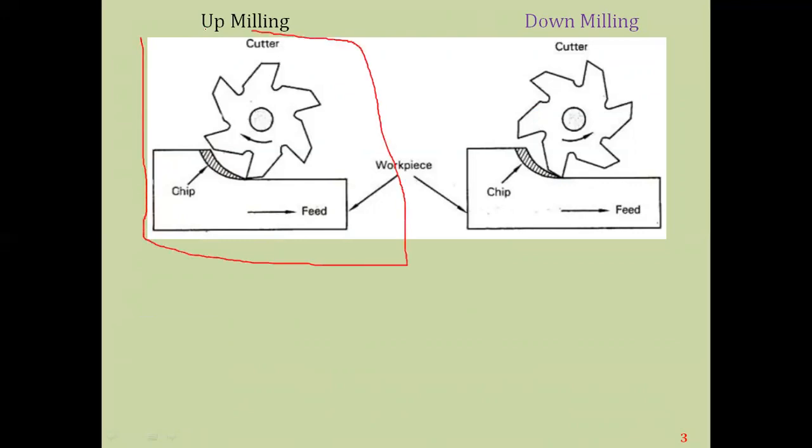If you observe this carefully in up milling, as I was telling you, this is the multi-point cutter. You can see it has a multi-point cutter, and this is the workpiece from which you are removing the material. You can see in this part they are already removing the material in the form of chips. But compared to the lathe machine, here the thickness of the chip is a little bit larger.